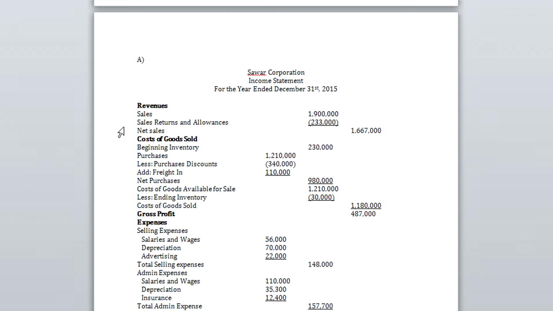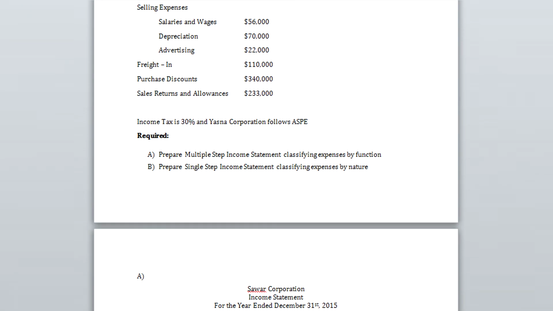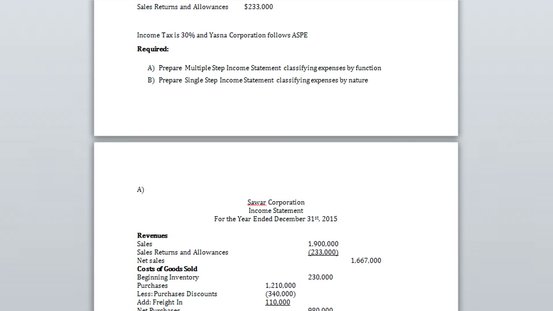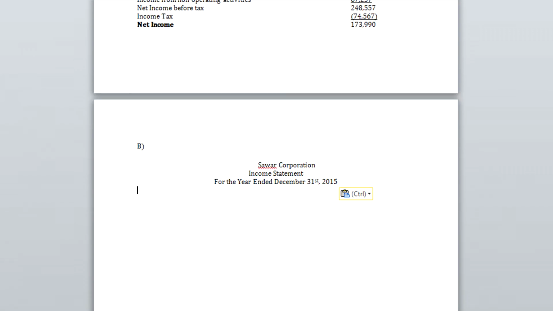Okay, so that's part A. Let's do part B here. Part B is the single step statement, classifying expenses by nature. So again, we start off with our header. I'm just going to copy and paste it over there. Look how efficient I am. Why did that change the centering though? Oh, alright, whatever, we'll go with that. So obviously we're going to start with our header again: company name, statement kind, and the date.